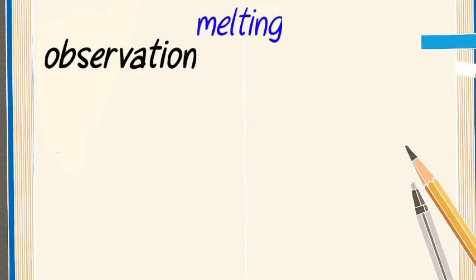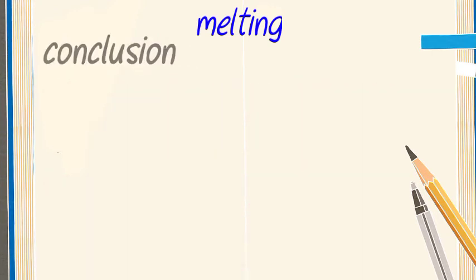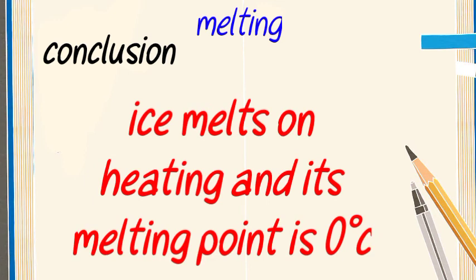Observation: on heating, you observe that the ice starts melting at 0 degrees Celsius. On further heating, the temperature of the ice does not rise until all the ice in the beaker has changed into water. Thus, the melting point of ice is 0 degrees Celsius. After melting of all the ice, the temperature begins to rise again. Conclusion: ice melts on heating at 0 degrees Celsius.